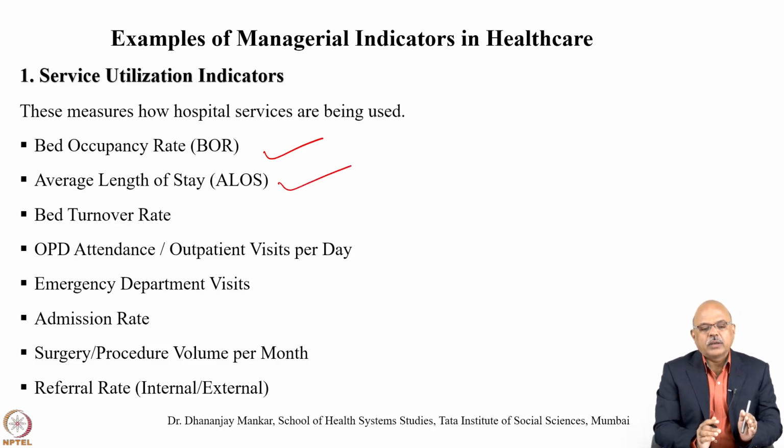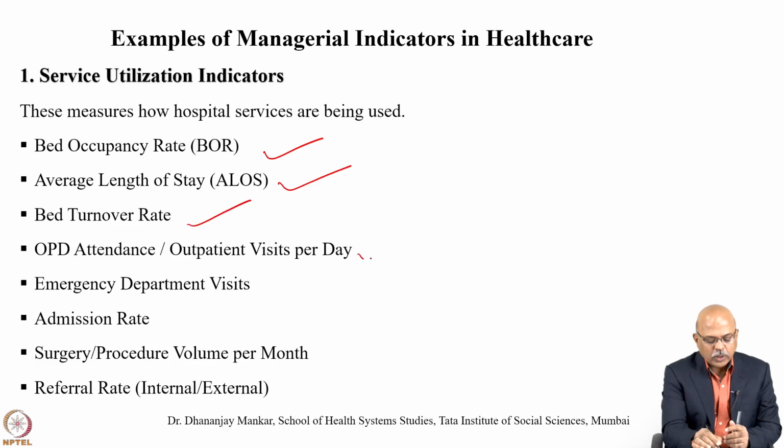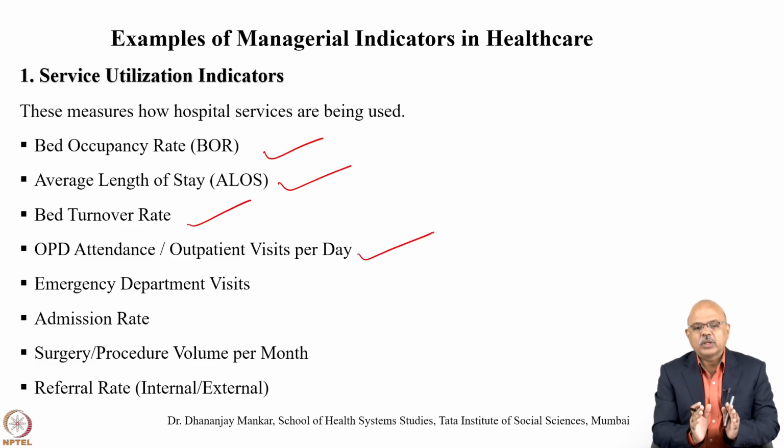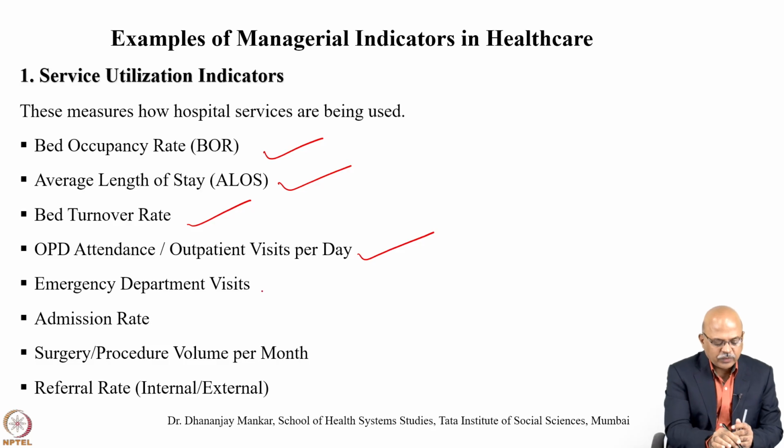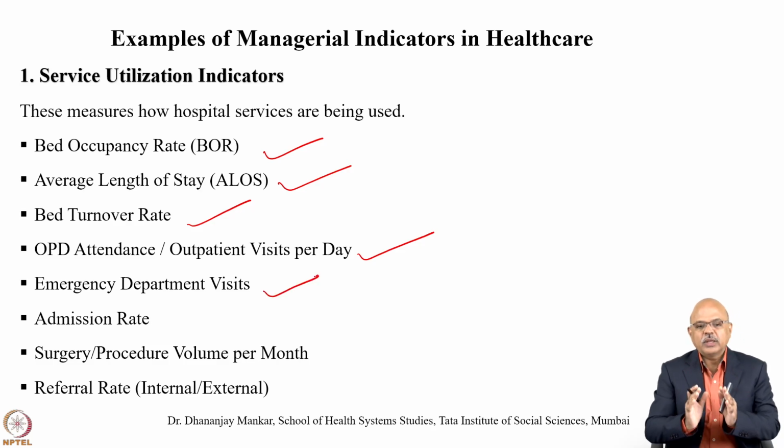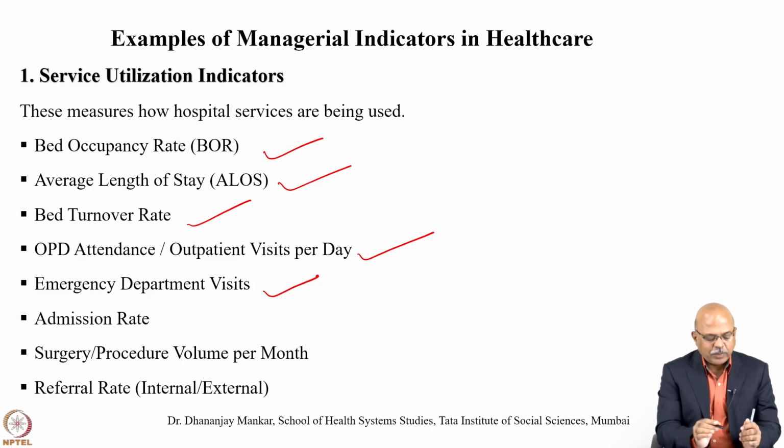Bed turnover rate, which says how the bed is being utilized after that. OPD attendance, outpatient visits per day, which is very important to be calculated, and you may actually get the performance of your OPD. Emergency department visits, which is one of the reasons that the emergency department can be improved with the service utilization parts. Admission rate, which is one of the very fine hospital statistics that the hospital administrators and the quality team need to focus on.